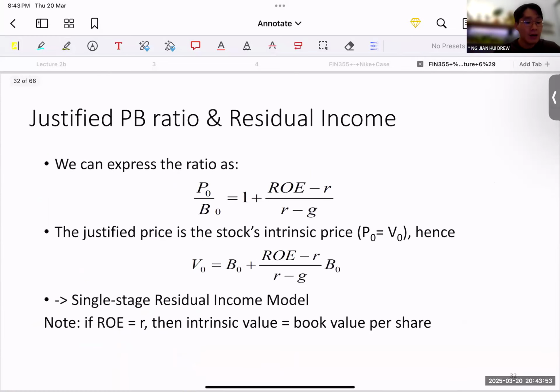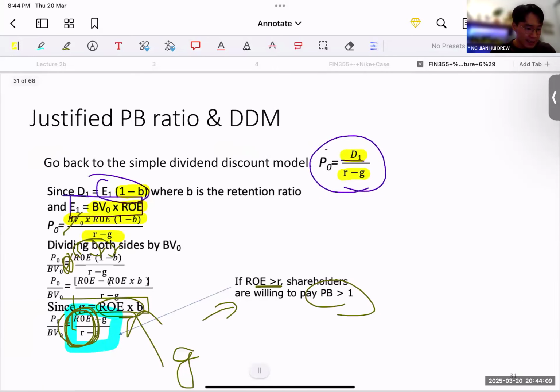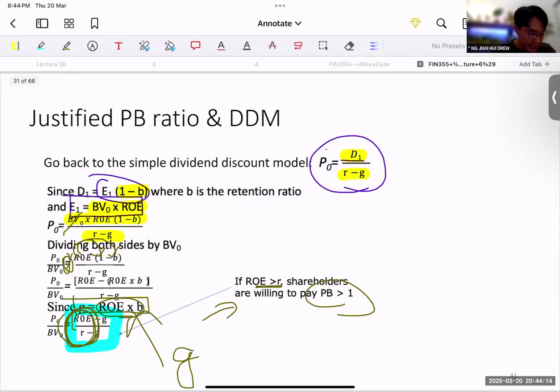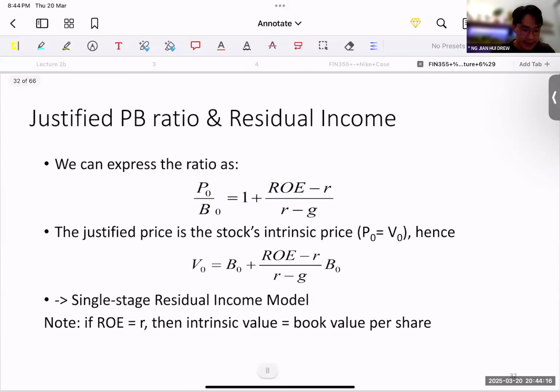Okay. Regarding this, we are going to use the justified price to book value with our residual income model. So how do we start off? So we have, okay, so what's happening here? ROE minus, okay, so how do we get this first, right? How do we get this?